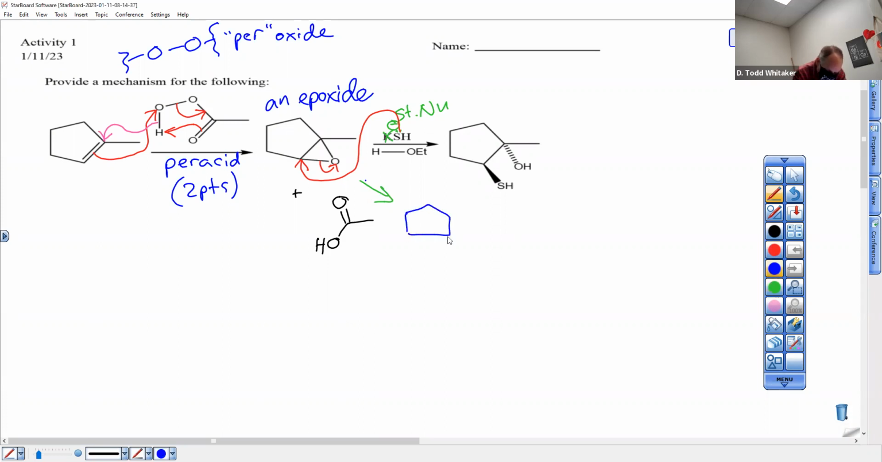And if the S came from the front side, then the O is left on the back side. Need that lone pair. And where are you going to get a proton from? You need a proton for that. Oh, the ethanol. It'll be the solvent.